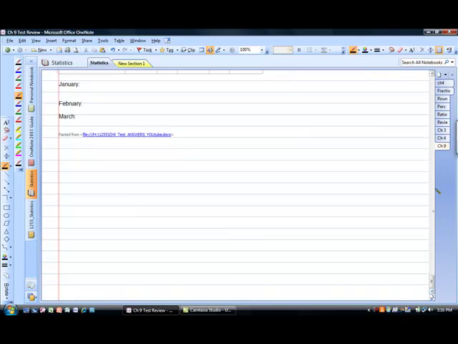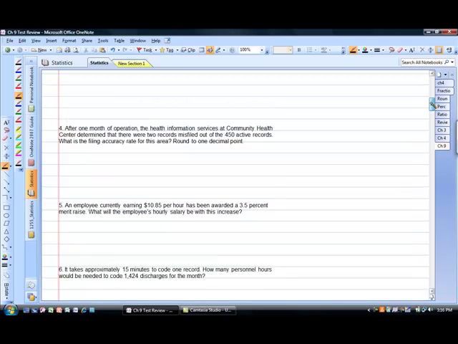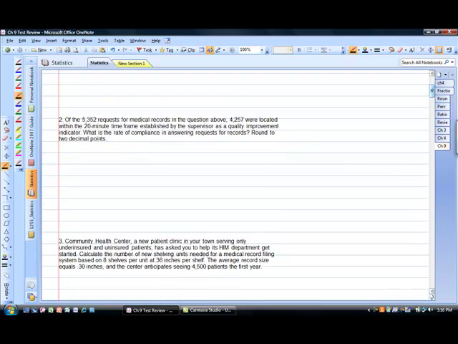Of the 5,352 requests for medical records in the question above, 4,000 were located within the 20-minute time frame. What is the rate of compliance in answering the request? Same thing, actual over potential. We potentially could have located 5,000 within the 20-minute time frame, but we only located 4,257 within the time frame. That gives us a result of 79.54%.